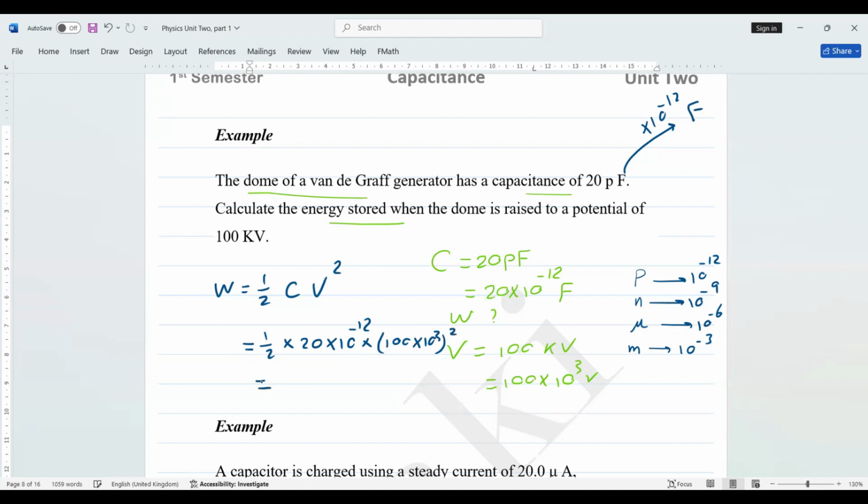Now we find this answer. So it's half, 0.5, multiply 20 multiply 10 to the power negative 12, multiply bracket 100 multiply 10 to the power of 3, all squared. Then the answer is 0.1. So the answer is 0.1 what? Joule.